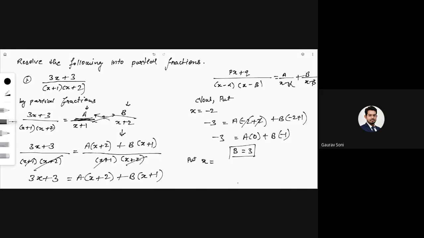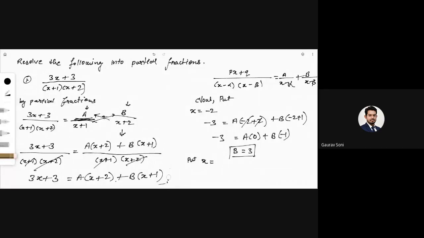So why I have put -2 is that if this term becomes 0, then I can get the value of b. And if I make this term 0, b into x plus 1, so if x plus 1 becomes 0, then I will get the value of a. So what I have to do is eliminate a or b by putting the value of x in such a way that one of them gets out of the equation. That is how we find the values.